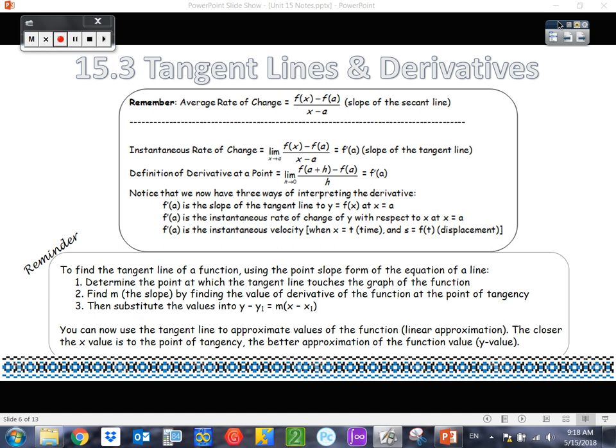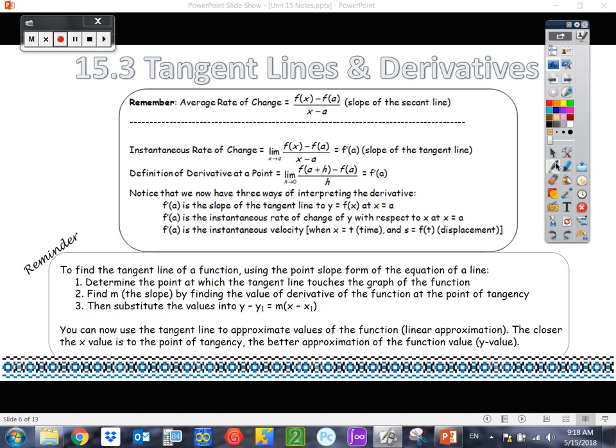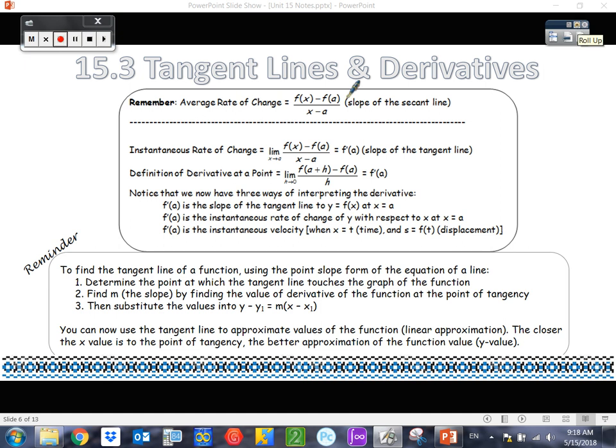So let's just remind ourselves, we did work with average rate of change in the past. Can't remember which unit it was, but this was the formula for average rate of change. That is the slope of the secant line. Just a reminder, you may have some questions that ask you for average rate of change. We're going to add to that our instantaneous rate of change, or derivative.